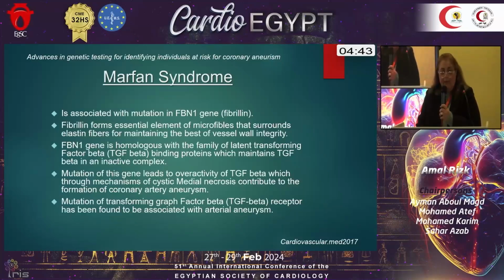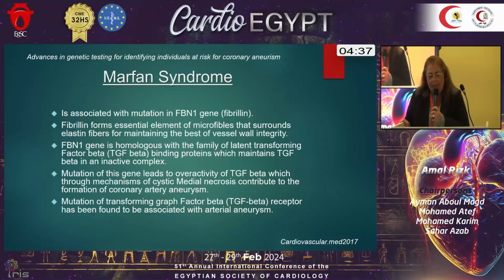What happens is that there is a mutation of this gene, which leads to overactivity of the transforming growth factor beta, and through the mechanism of cystic medial necrosis, contributes to the formation of coronary artery aneurysm. This mutation also affects the transforming growth factor beta receptor, which has been found associated with aneurysm. So the fibrillin gene mutation is very important for the formation of coronary artery aneurysm in connective tissue disorder.